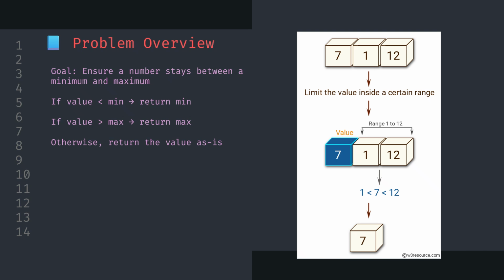The goal here is simple: to keep a number inside a safe range. If it drops below the minimum, we bring it up. If it goes too high, we cap it down. This kind of logic is everywhere in input validation and UI design. Now, let's build a compact JavaScript function to handle it.